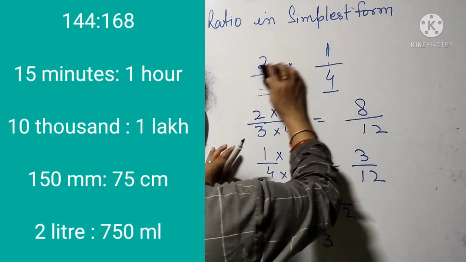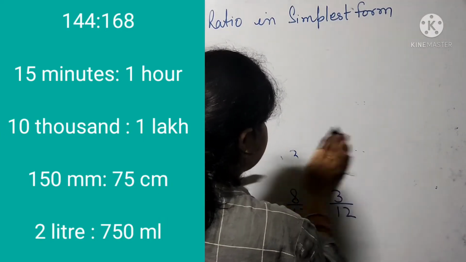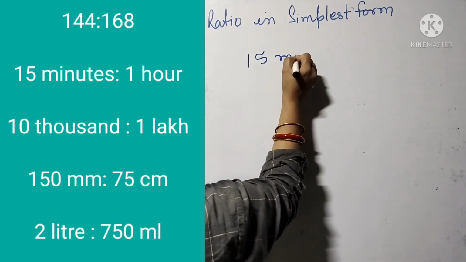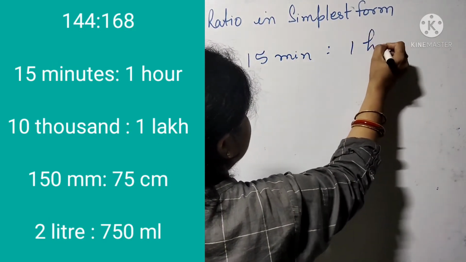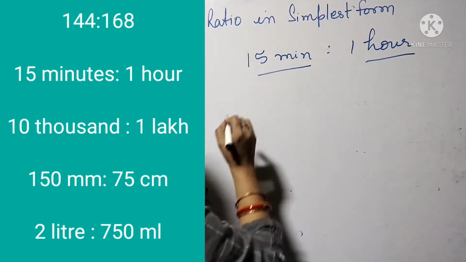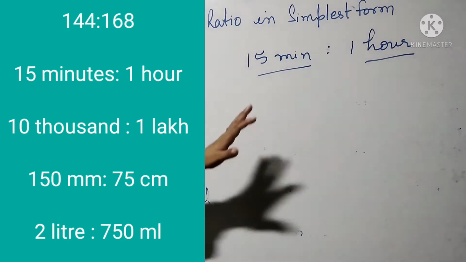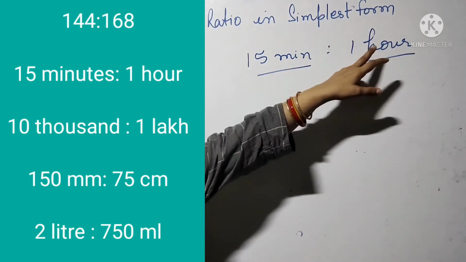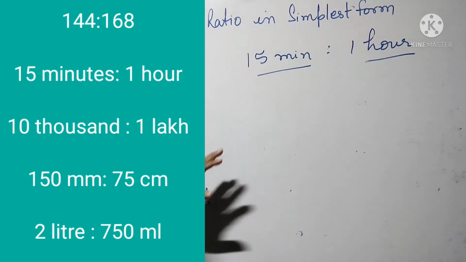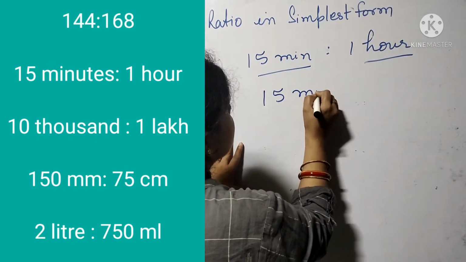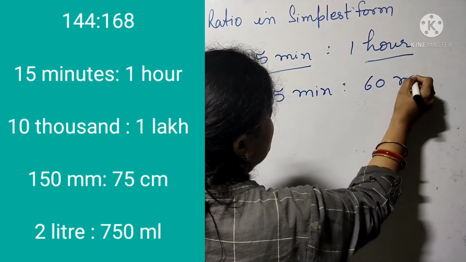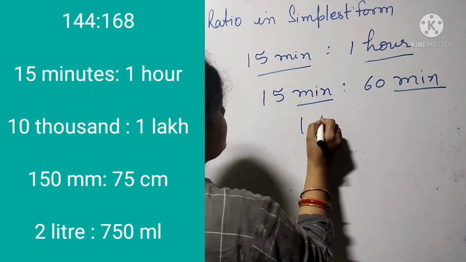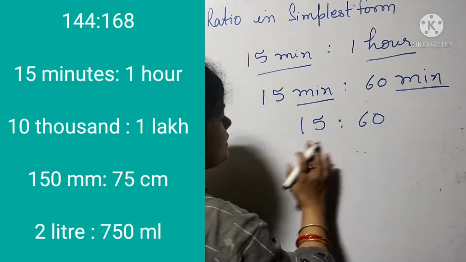Now the next question which I have taken, the second one: we have to find the simplest ratio of 15 minutes is to 1 hour. In both the quantities we have to see which one is the smaller quantity. So we know that hour is the bigger quantity and minutes is the smaller quantity, and 1 hour contains 60 minutes. So we write 15 minutes is to 60 minutes. Now both of these are the same units. So the values which we get over here, 15 is to 60, and now we have to simplify them.